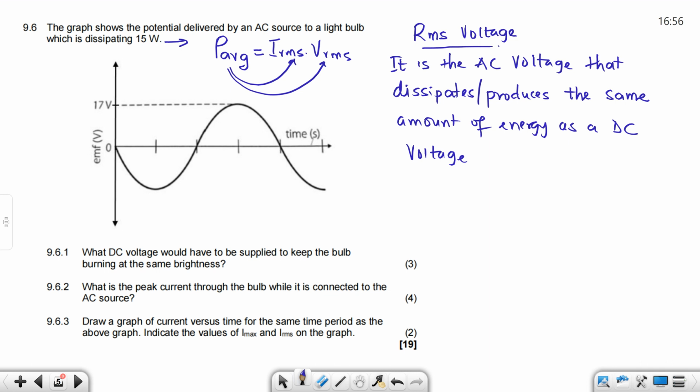Look at the graph. Remind you, they gave us what? They gave us power, right? And if they give us power like that, they're talking about what? Average power. Okay. Let's check. So we have P average as 15 what? Watts. What else do we have? We have the maximum what? Voltage. Vmax. What is Vmax? 17 volts. Now, what are they looking for here?